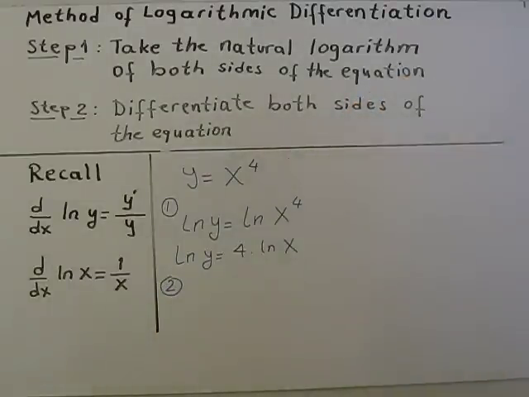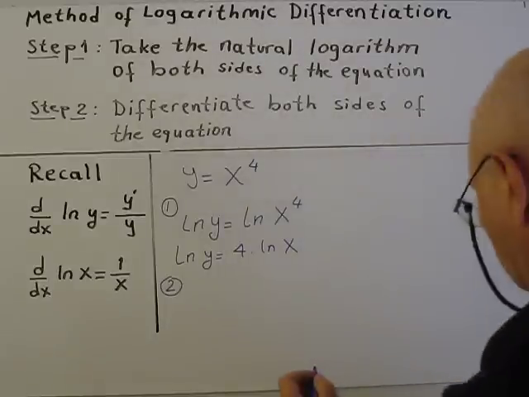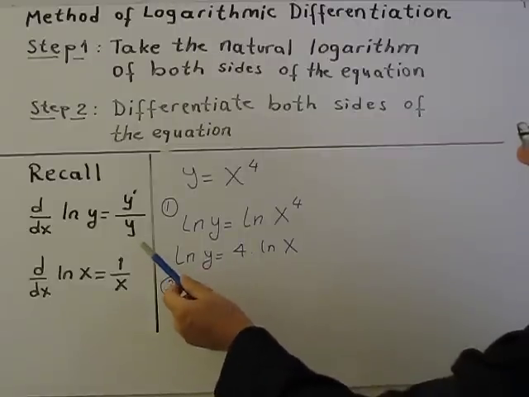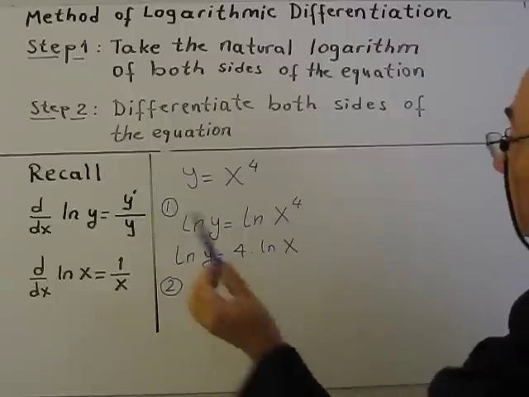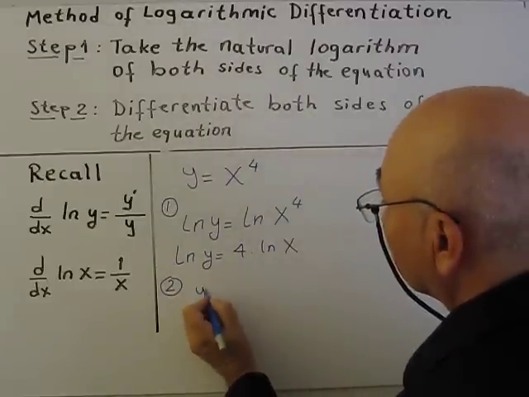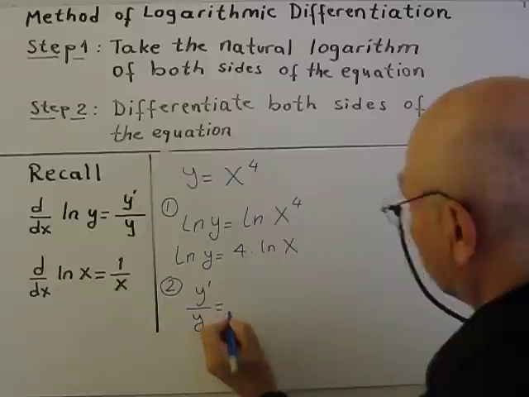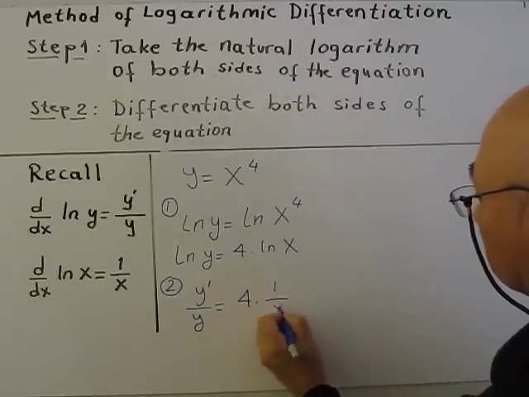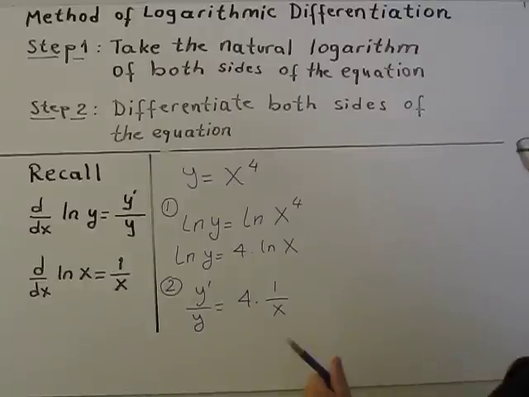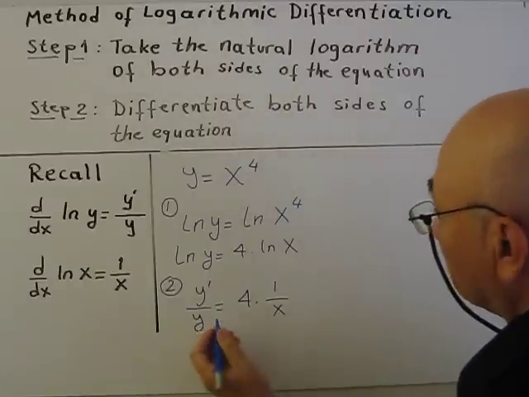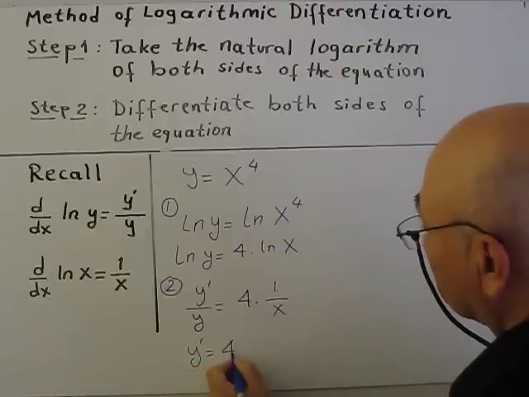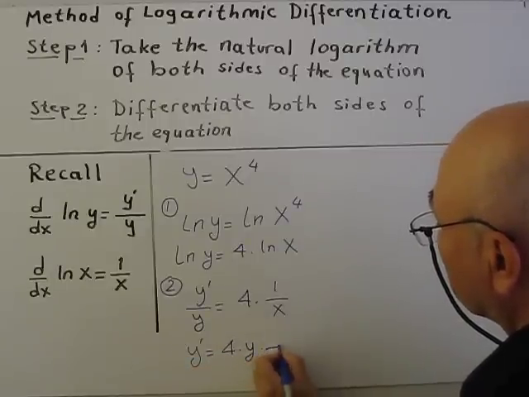Differentiate both sides of the equation with respect to x. Okay. So this is the formula for the derivative of logarithmic functions. So the left side will be, if you remember, y prime over y, equals 4 times 1 over x. If you multiply both sides by y, first y prime equals 4 times y times 1 over x.